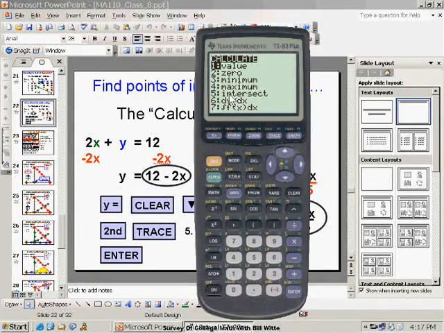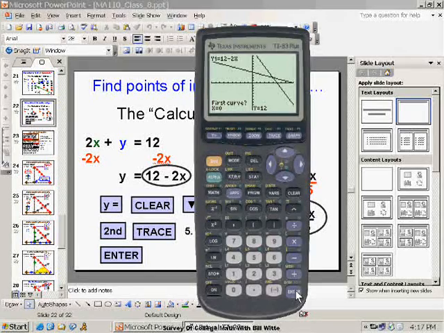I want intersect. So I can either cursor down to it, which I'll do, or you could just hit 5. I'm going to cursor down to it and hit enter. Okay, and it asks me to pick which curve, and I'll let it pick it by hitting enter. Then pick the second curve. I'll hit enter again, and I'll hit enter again, and son of a gun, how cool is that? It'll find the intersection. Tells me right here.